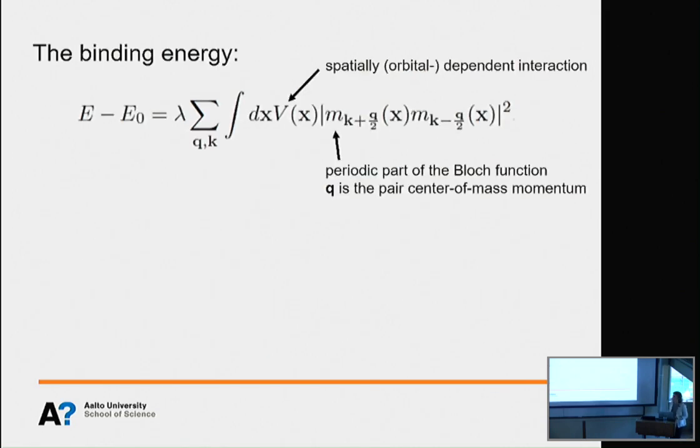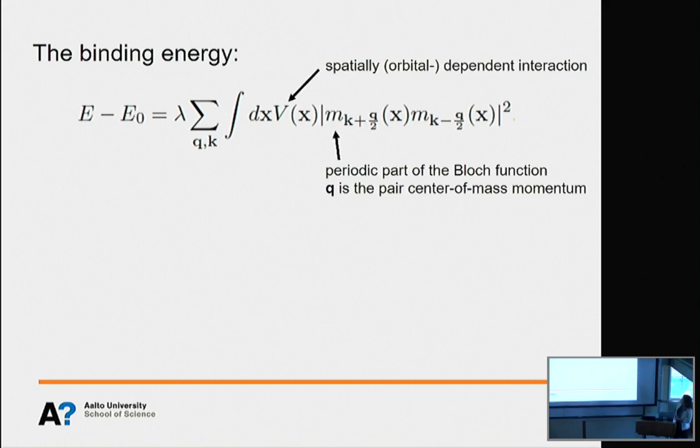And this is the result. So this is now the binding energy. This should be negative to have a bound state. And okay, this is lambda. If you have attractive interaction, it's negative. Whenever this is non-zero. And the result is extremely simple. So this is the potential.